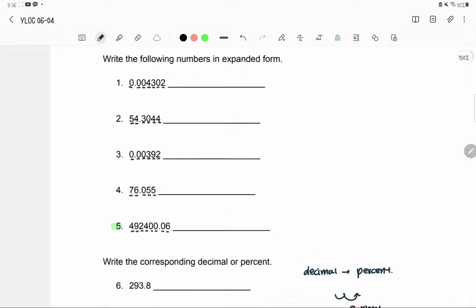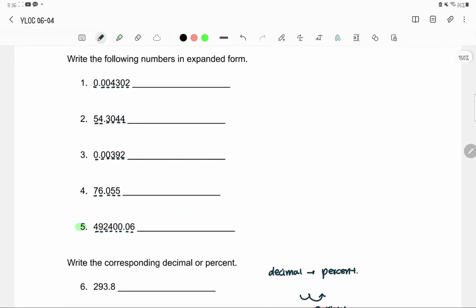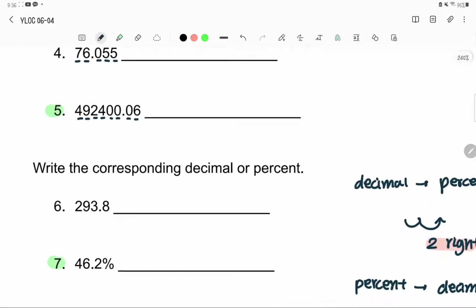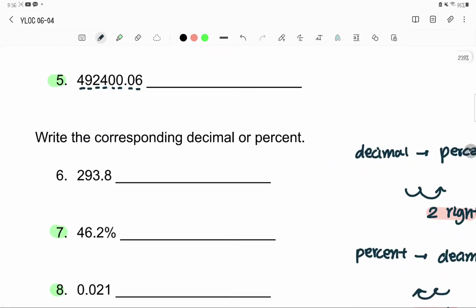First, let's start off with expanding the decimal form. Let's do number 5. In this case, it's 492,400.06. The first step is you count the numbers. How many digits are there in this whole number? 1, 2, 3, 4, 5, 6, 7, 8.